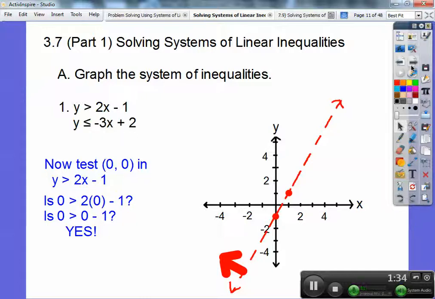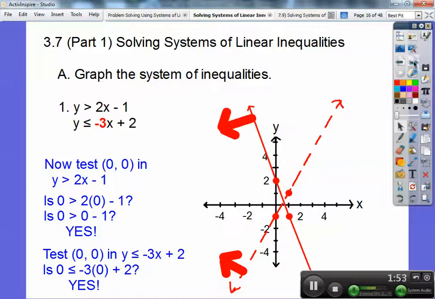So let's go ahead and do the plus 2. There's that plus 2, and then this is going to go down 3 to the right 1. Down 1, 2, 3 to the right 1. I'm going to put a point right there. And then this one is a solid line because there's a bar right there, so it's going to be a solid line. And then let's test 0, 0 again.